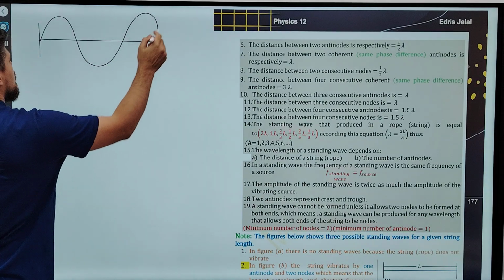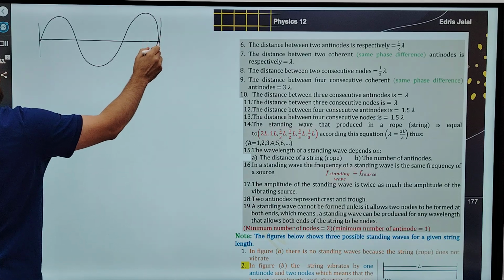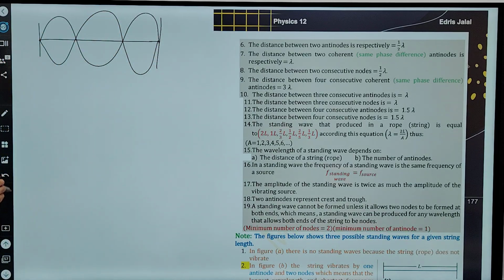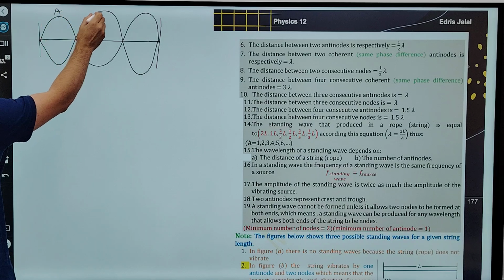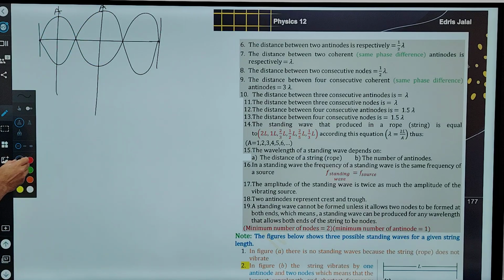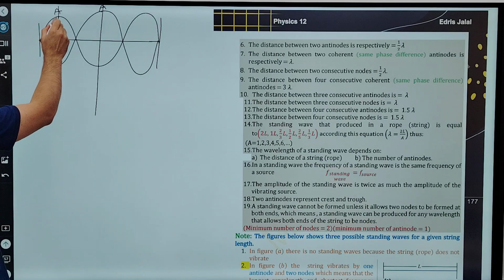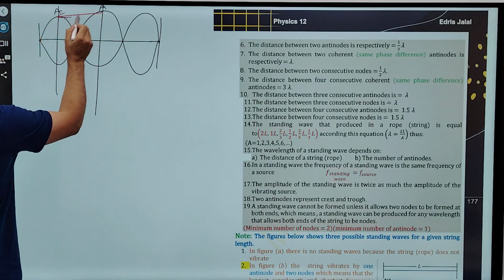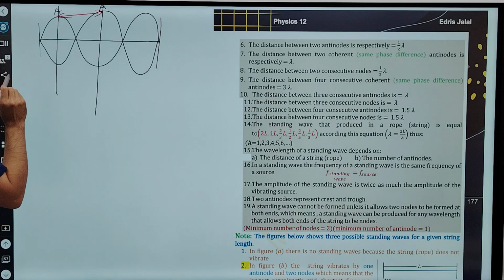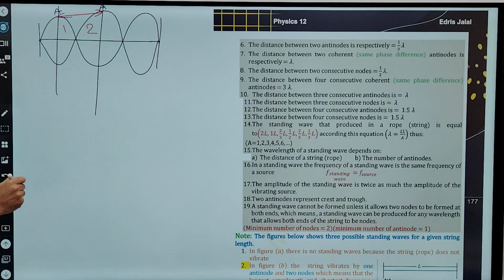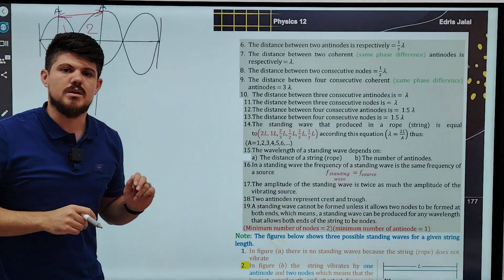Okay, this is a standing wave. The distance between 2 antinodes, this is an antinode, and also this is an antinode. The distance between two antinodes respectively. How many quarters do we have from this point to this point? Let's count. 1, 2. We have only 2 quarters.